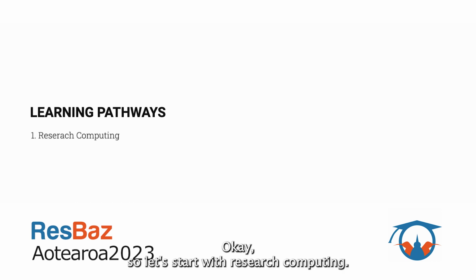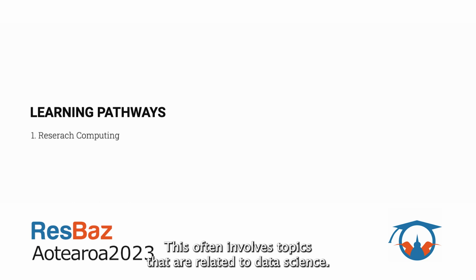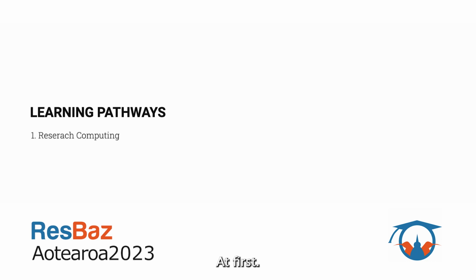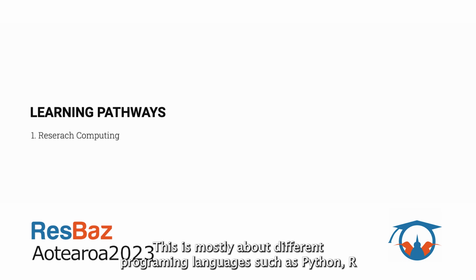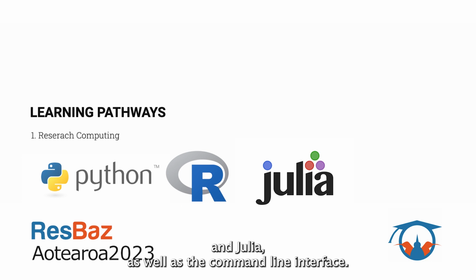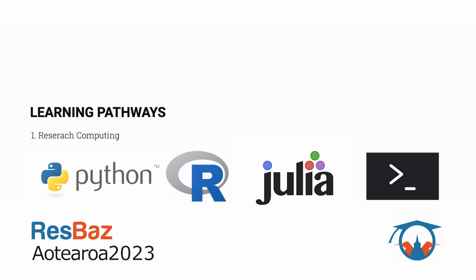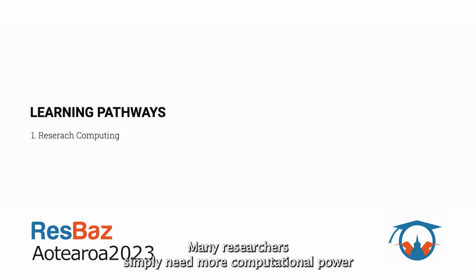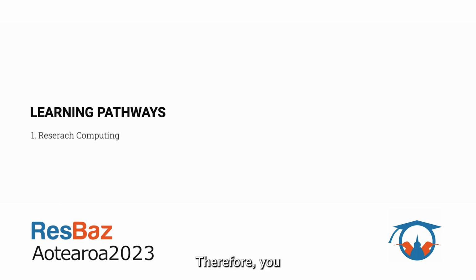Okay, so let's start with research computing. This often involves topics that are related to data science, but that doesn't mean that you have to be a data scientist. At first, let's explore what we can do. This is mostly about different programming languages such as Python, R, and Julia, as well as the command line interface. Next, we talk about how to apply this or what resources to use. Many researchers simply need more computational power than your standard laptop or desktop can provide. Therefore, you will learn some skills to access more power and to use other research computing options.